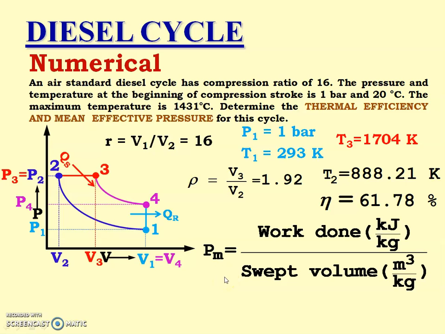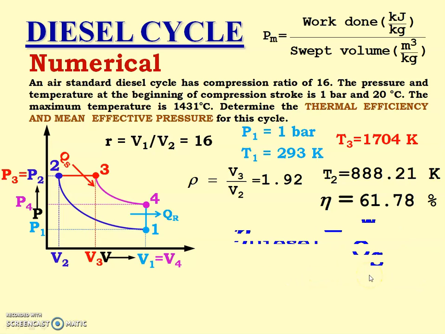Now calculating the mean effective pressure. The equation for the mean effective pressure is work done in kilojoule per kg divided by swept volume in meter cube per kg. So we have to calculate work done and then swept volume. For work done, we know that the efficiency of the diesel cycle is equal to work done upon heat supply. Efficiency we have, work done we want to calculate, so we have to calculate the heat supply. Once we calculate the heat supply, then we can calculate the W.